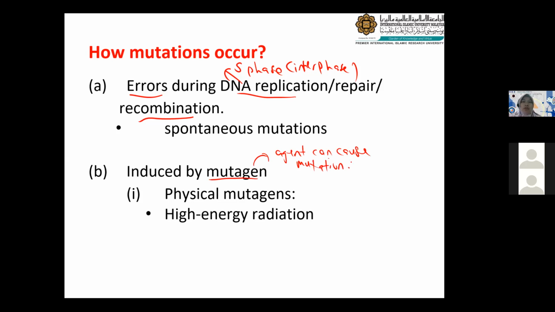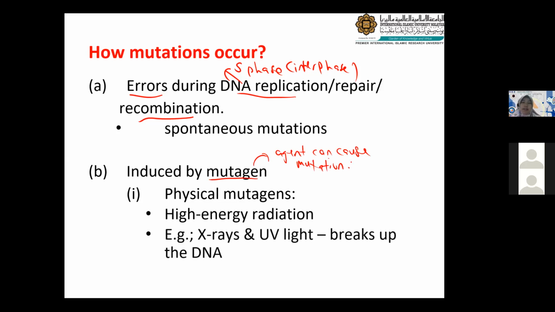Okay, what are the mutations? They can be physical mutations, like high energy radiation from X-ray or from UV light, right? That can cause the DNA to break up. So in other words, DNA break up ni maksudnya DNA kita damage ataupun dia jadi single strand. The double stranded separate into single strand. So this is the effect of radiation.